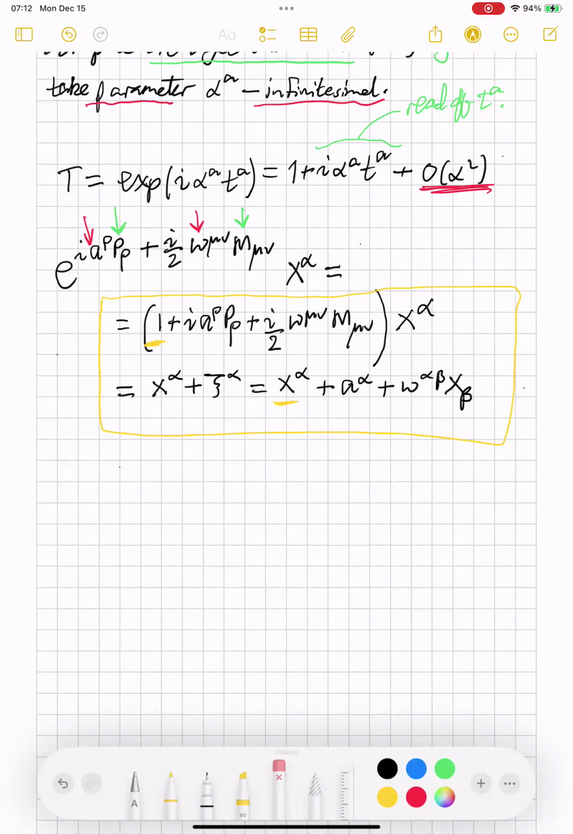Now let's look at the terms that are linear in A. So this is linear in A, and this is linear in A. If we want those two terms to match, what should we do? We should say, well, we want i times P rho, A rho, x alpha to be equal to A alpha.